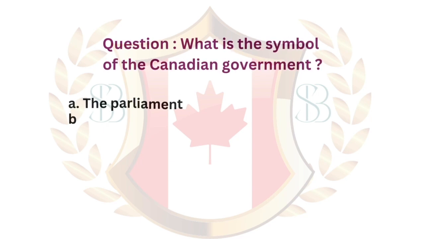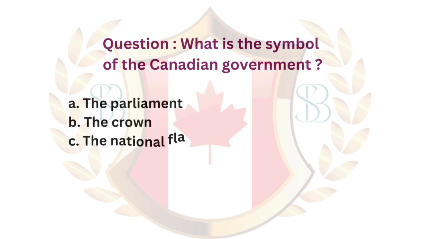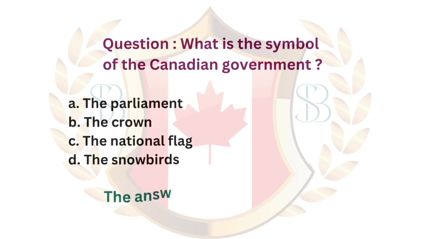Question: What is the symbol of the Canadian government? A. The Parliament. B. The Crown. C. The national flag. D. The Snowbirds. The answer is B. The Crown.